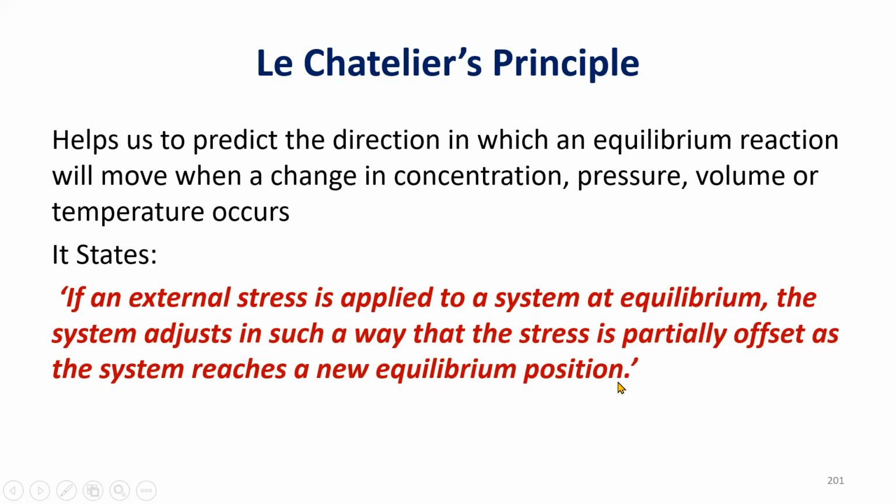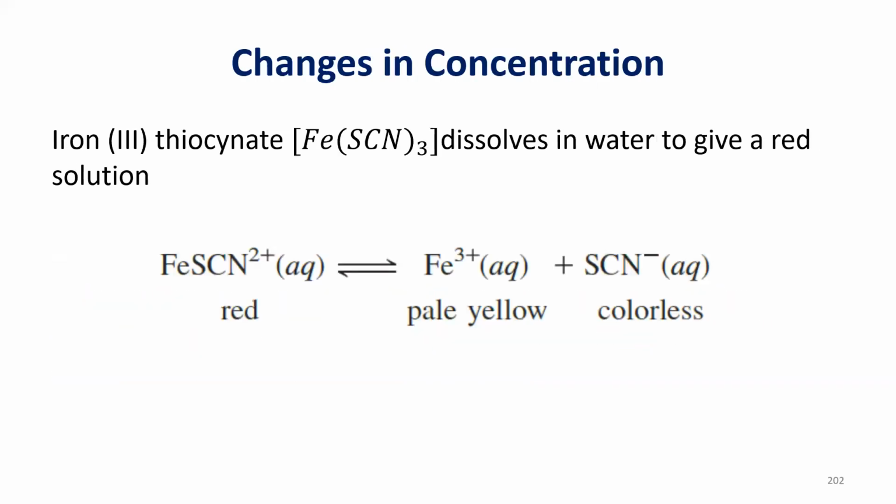Okay, so there's a balance. If there's any external stress which affects any of these variables, then the system will adjust in such a way as to offset that particular stress. And then it will reestablish equilibrium. Okay, so let's first of all look at changes in concentration.